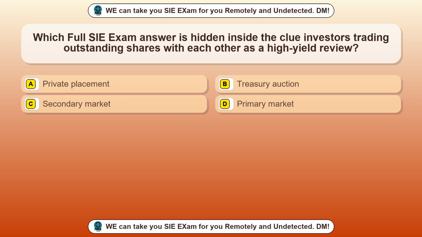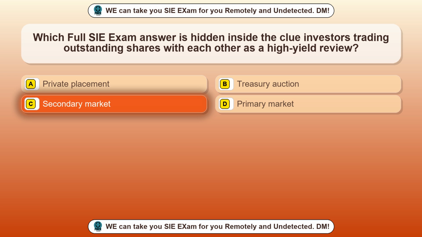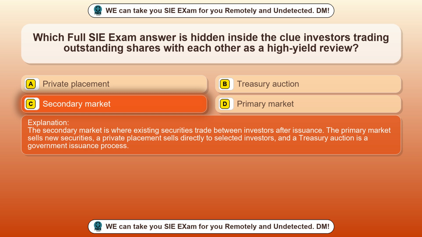Question 97. Which full SIE exam answer is hidden inside the clue investors trading outstanding shares with each other as a high-yield review? Option A, private placement. Option B, treasury auction. Option C, secondary market. Option D, primary market. The correct answer is option C, secondary market. The secondary market is where existing securities trade between investors after issuance. The primary market sells new securities, a private placement sells directly to selected investors, and a treasury auction is a government issuance process.